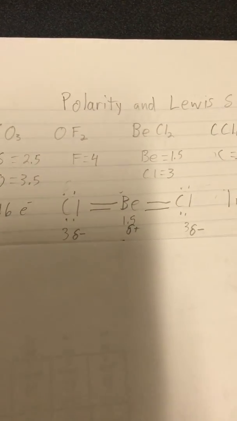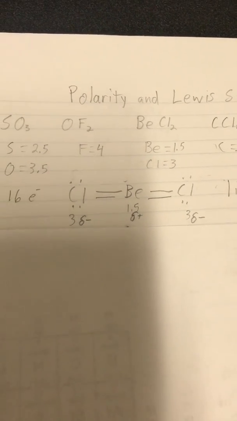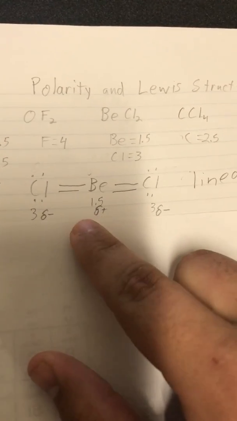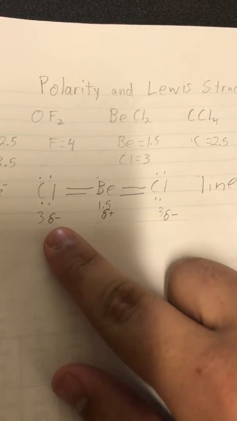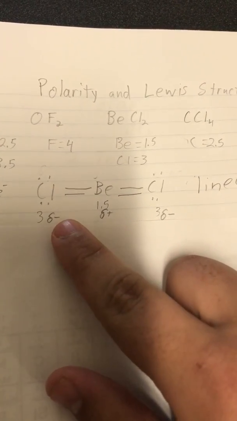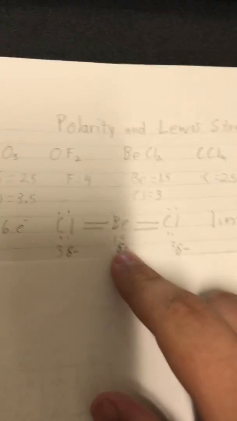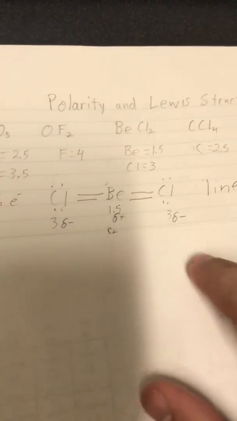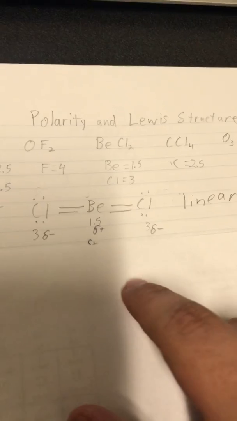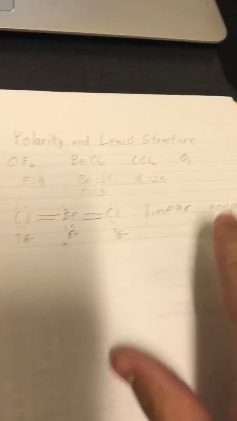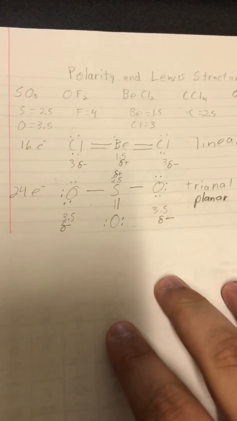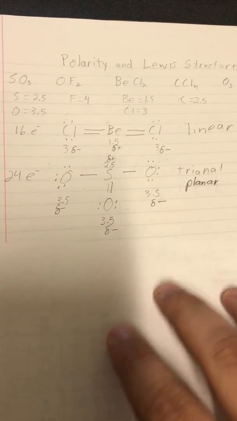Then I found the electronegativity of all the atoms and wrote them here. The higher electronegativities are going to have a slightly negative partial charge. And then you need to find the geometry of the molecule, and this one is linear, and because it's linear, these are going to cancel and it's going to be nonpolar. Now, I've done the same thing for the next one.